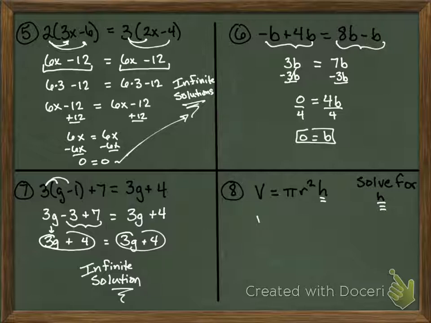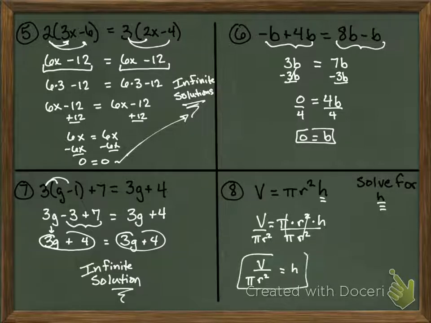Okay, so you can think of this problem as V equals pi times r squared times h. All right, and so a way to undo multiplication is by division. So we can divide by pi and we can divide by r squared to get those to cancel out. And so here we get that V over pi times r squared, that is going to give us h by itself. And so that would be the answer for solving for h in that literal equation.